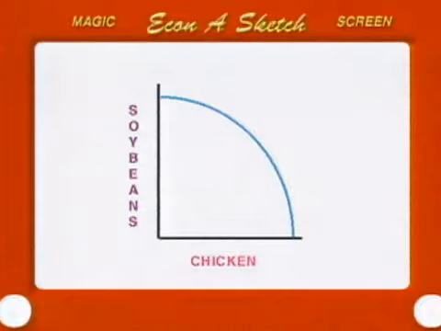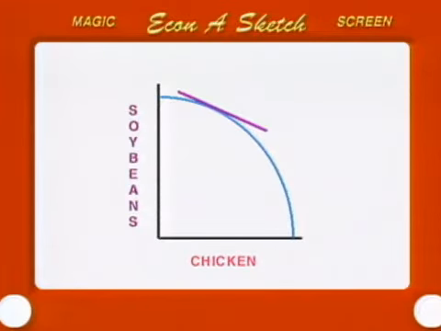Another important explanation as to why there is a direct relationship between supply and price refers to the production possibilities curve. Let's review this graph and talk about opportunity cost. On the vertical axis, we'll plot soybeans, and on the horizontal axis, chicken. The curve shows us how much of each commodity could be produced given all available inputs.